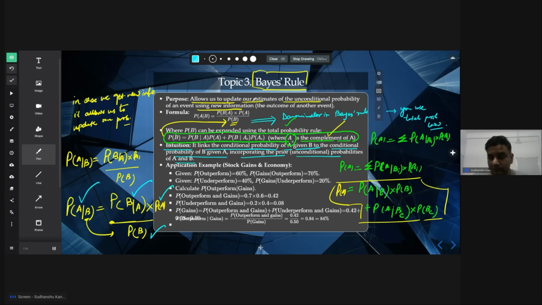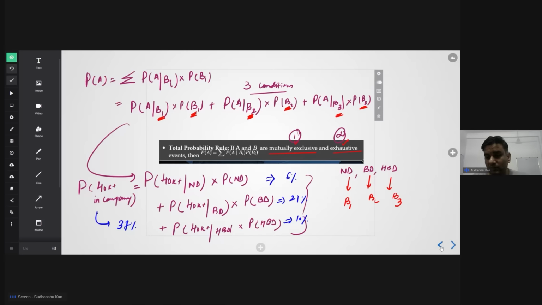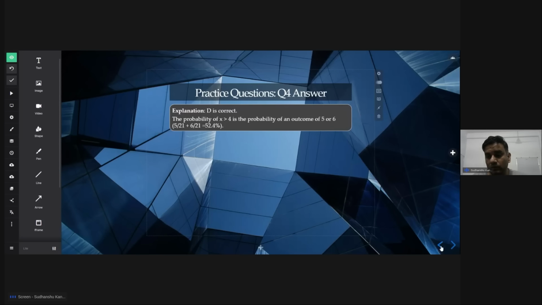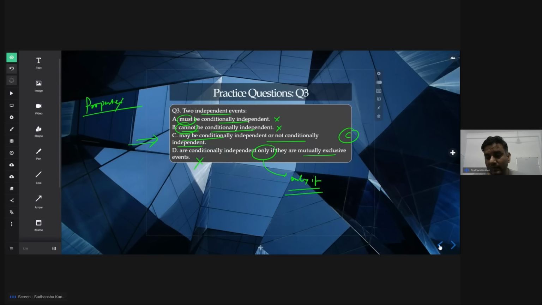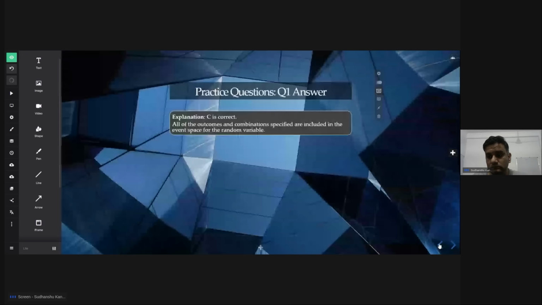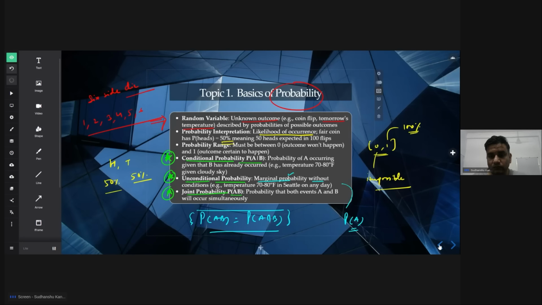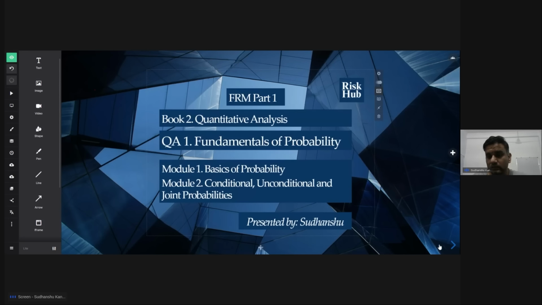Before we wrap up this lecture, I'll stop here. We have to do the question, but we'll do it in the next class. Before I wrap up, let's summarize what we have studied. If you go back, we started with the first lecture of our basics of probability, right? The basics of probability we needed to understand.